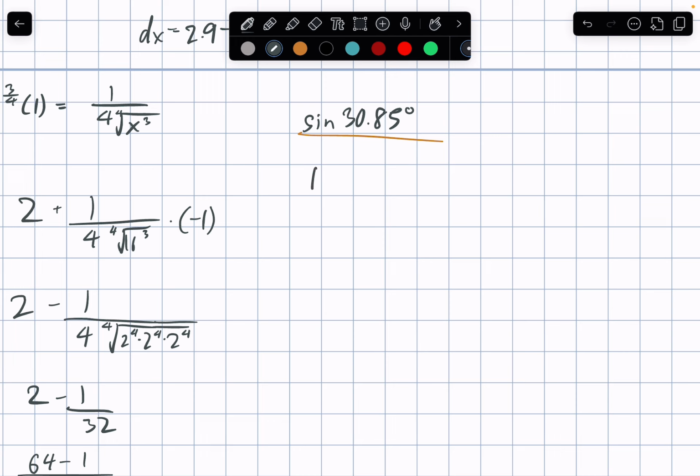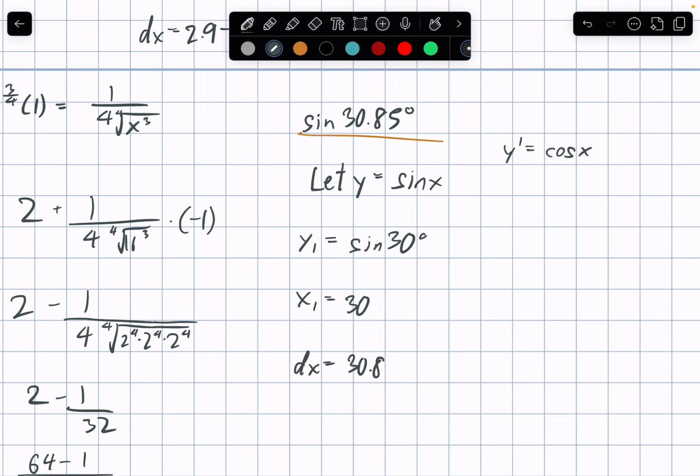So first things first, let y equal to sine x, and then find the derivative. Derivative of sine x is cosine x times 1, or just that. So identify our y1. That's going to be what? Think of something that's very close to this. So sine, let's try 30. Sine 30 degrees. Our x1 is going to be 30. Our dx is going to be 30.85 minus 30, or 0.85, 85 over 100.